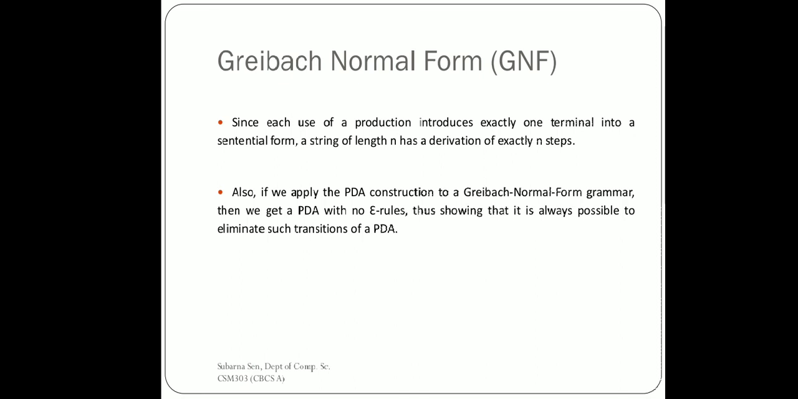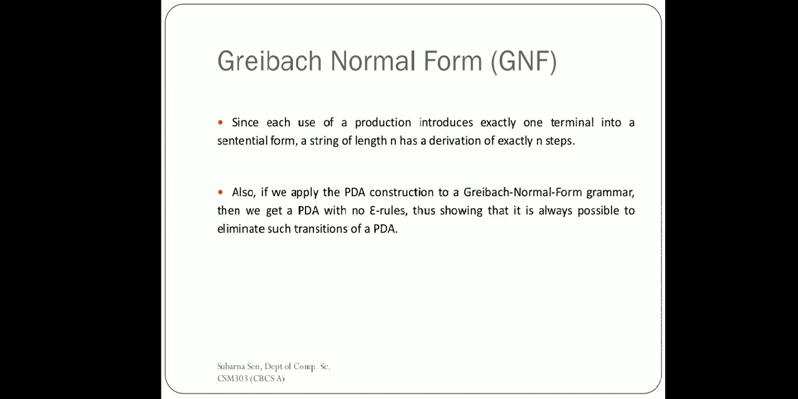Since each production introduces exactly one terminal into a sentential form, a string of length n has a derivation of exactly n steps. Right, so it's very easy to understand. See, if any variable is present, it should have one terminal only, since the accepted form is a variable deriving one terminal followed by any number of variables. So if an n length string has to be derived, following this Greibach normal form pattern, we have to apply the productions in n number of steps, because n number of terminals we have to generate.